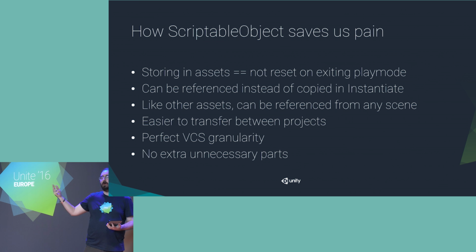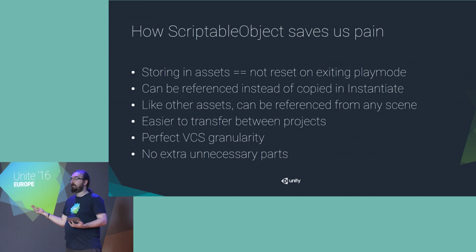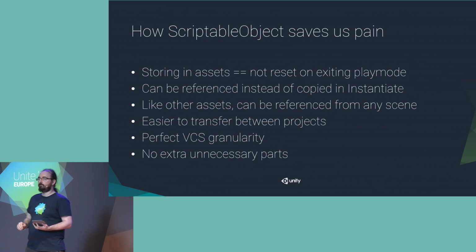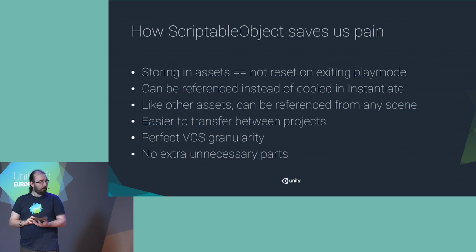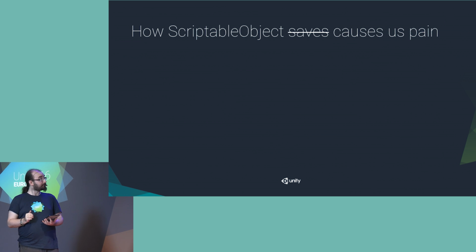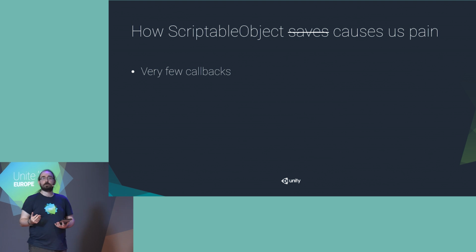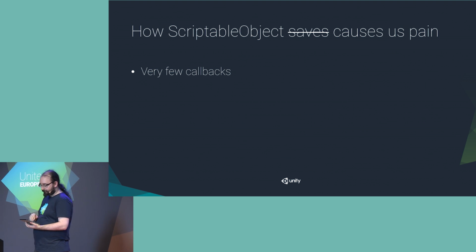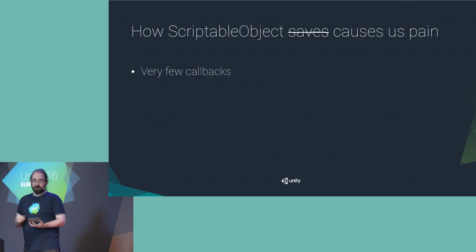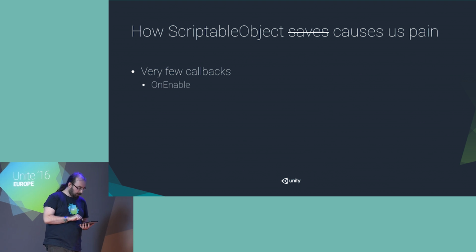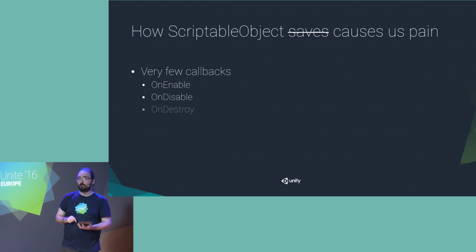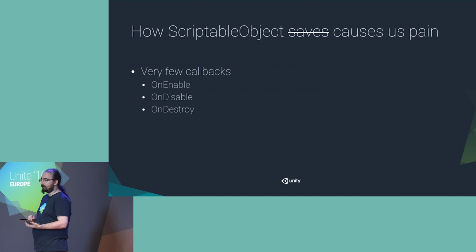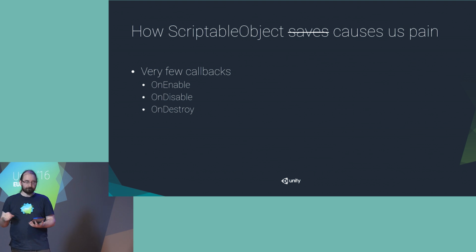Scriptable objects don't have a mandatory transform component or anything like that. They just have what you put there, and that's it, nothing else. It's not perfect. It does cause us pain in a few ways. They get very, very few callbacks. So unlike MonoBehaviour, which is kind of an active participant in the player loop community, they don't get updates, they don't get starts or anything like that. They get OnEnable, they get OnDisable, and they get OnDestroy. And that is it. And I'll talk more a little bit later about exactly when those happen.